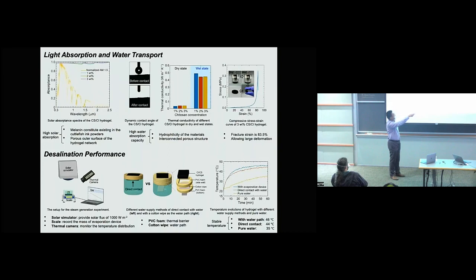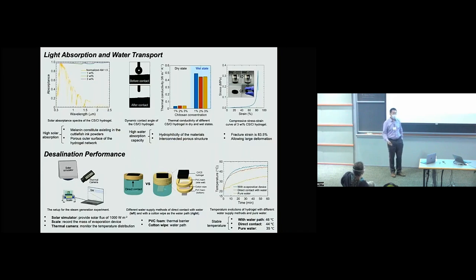We also tested the mechanical robustness and flexibility of the material. And here shows you the desalination performance. Like I mentioned, it could generate 4.6 liters of fresh water per meter square per hour. We also studied a different type of water absorbing. If you have copper foam or PVC foam with direct contact to the water, you might lose some heat from the bottom surface into the bulk water. That's what we try to avoid.